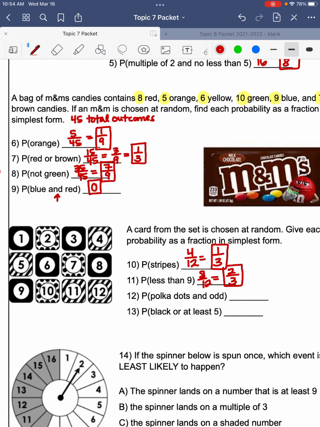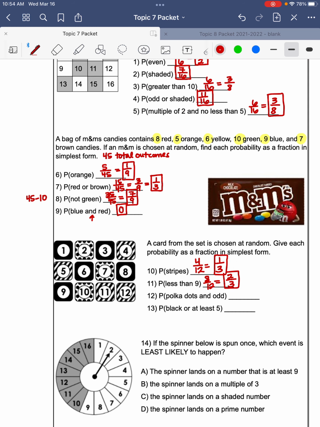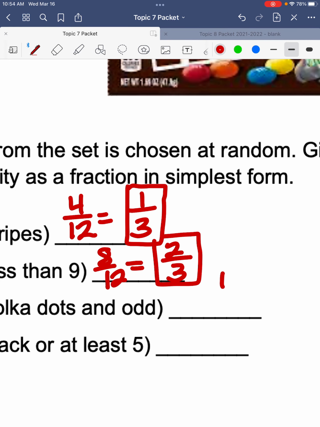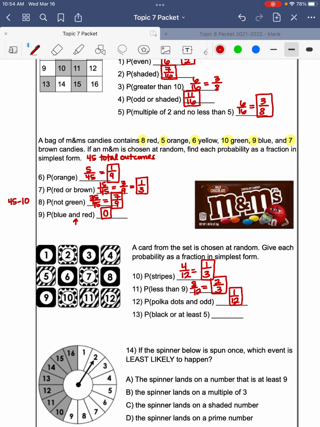Number 12, probability of polka dots and odd. So polka dots and odd. So our polka dots are 2, that one doesn't count. 7, that one does. And 10, that one doesn't count. So the only one that's polka dot and odd is this one right here. So there's 1 out of 12 total. So 1 out of 12 does not reduce. That is my probability.